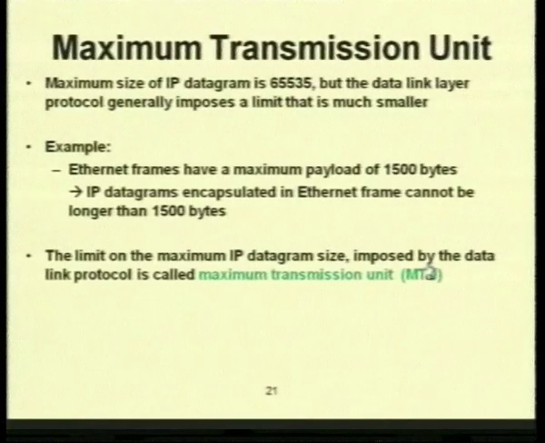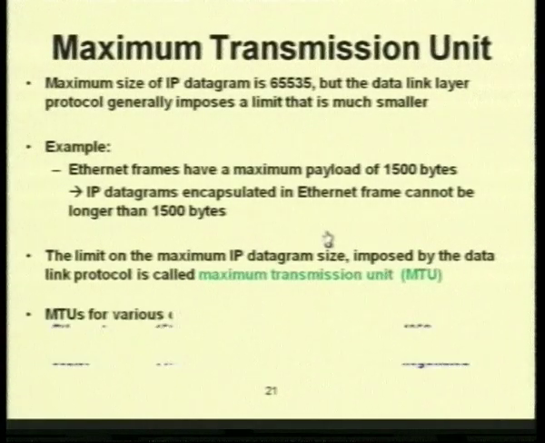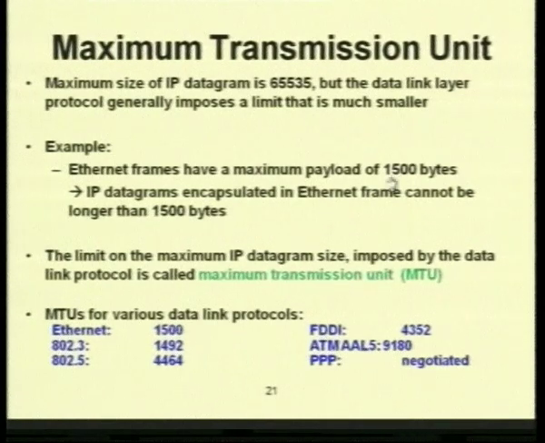So the limit on the maximum IP datagram size is imposed by the data link protocol, which we call the maximum transmission unit. Okay, so this is what we have as the MTU. In this case, for instance, we say the MTU for the Ethernet frame is 1500 bytes. For various data link protocols, this gives an idea of the MTUs that we have. Ethernet is 1500, 802.3 is about 1492, 802.5 uses 4464 and so on. For the PPP protocol, in fact, it can be negotiated. So this is how the MTU varies.